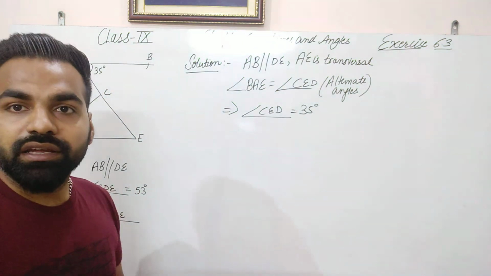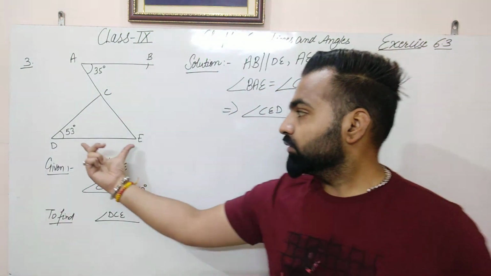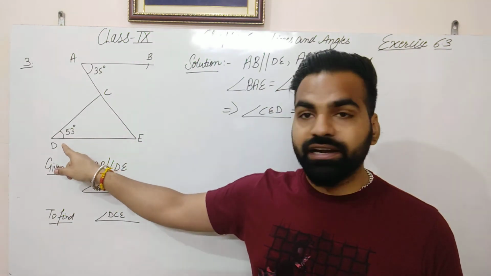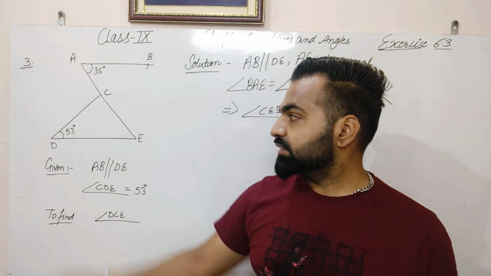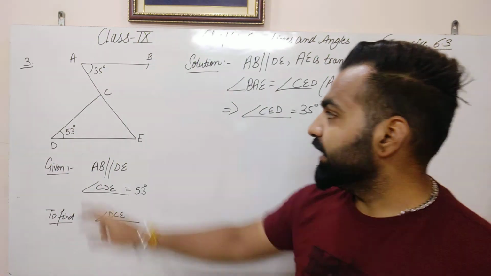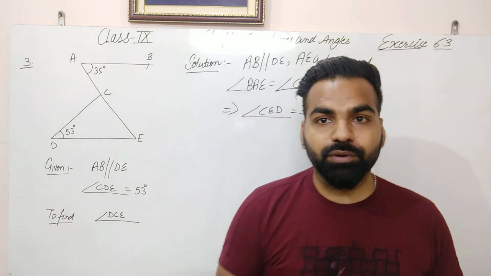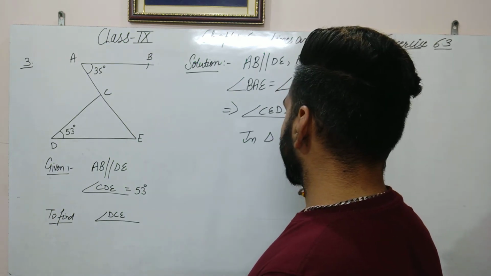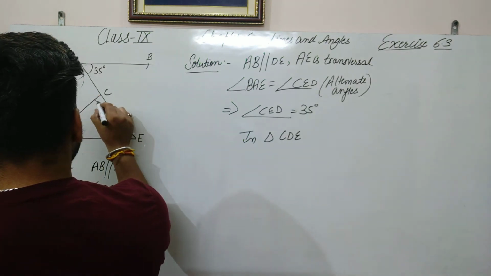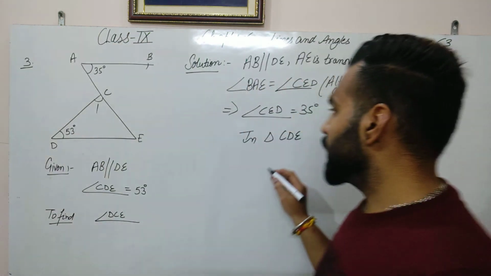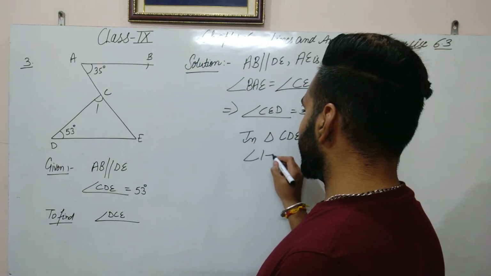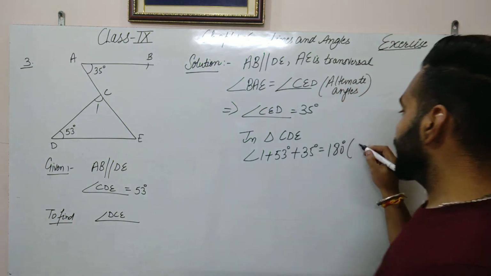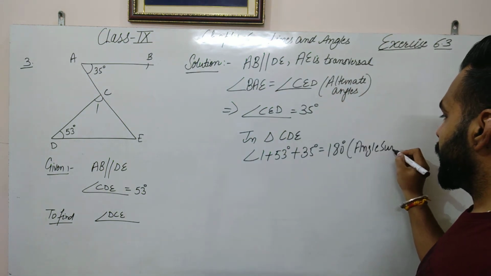Clear, everyone? So now see in the triangle CDE, we know this angle E, the second angle is known, angle D, so we have to find this angle BCE. So we will apply angle sum property in this triangle. So in triangle CDE, let us suppose this angle is 1. So from here we can write angle 1 plus 53 degrees plus 35 degrees is equal to 180. That is angle sum property.